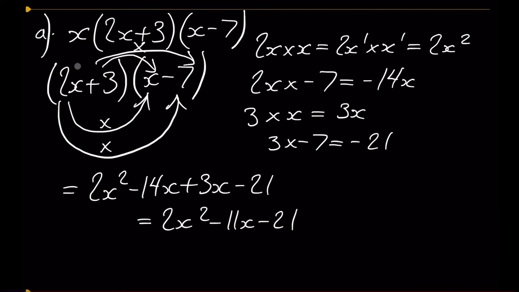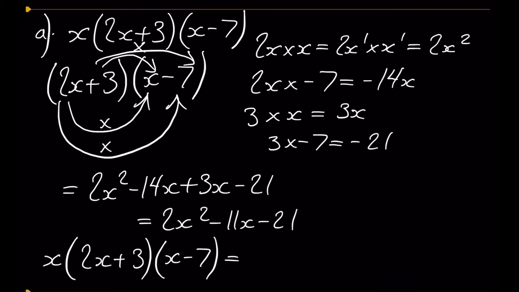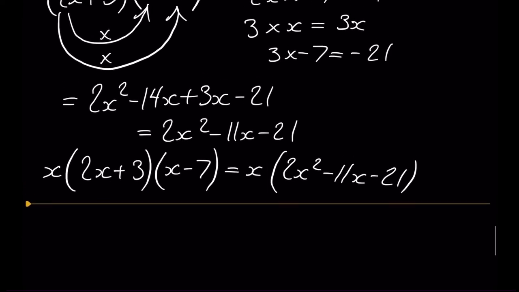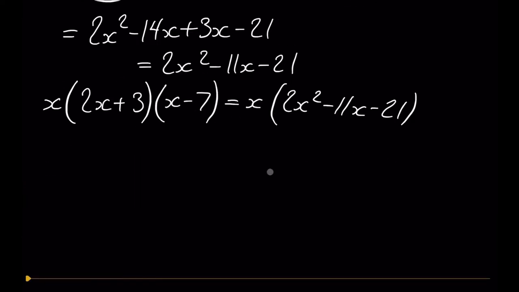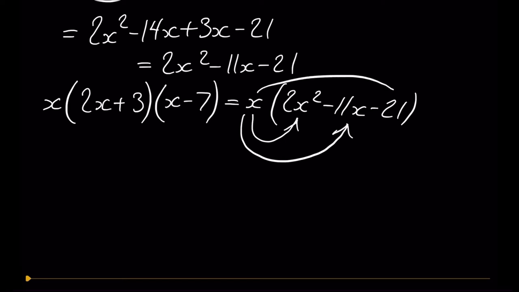So this expression, x times 2x plus 3 times x minus 7, now can be written as x times 2x squared minus 11x minus 21. It's a lot easier to deal with this now because the final expression we've got left only has one term. So all we do is x times 2x squared, x times minus 11x, and x times minus 21.